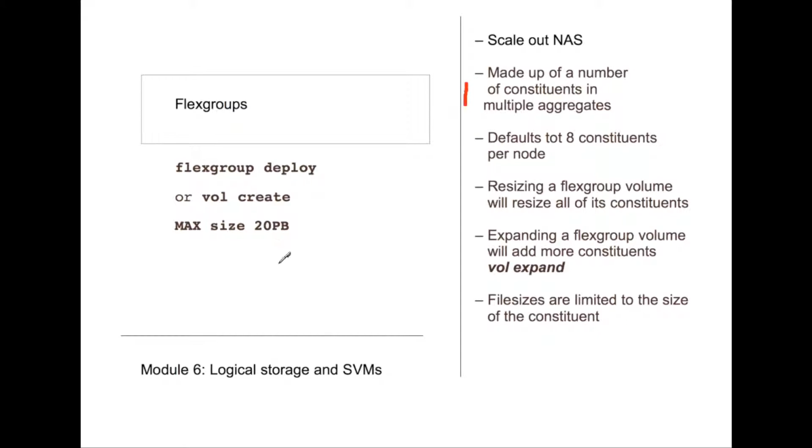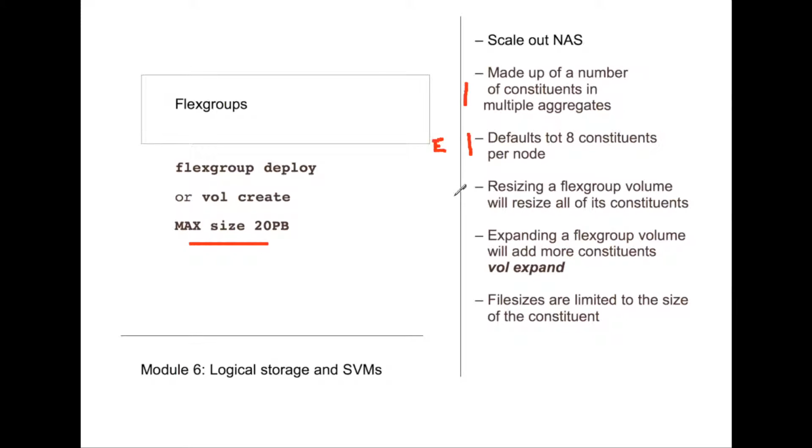So that means that you can go up to a maximum size of 20 petabytes in your cluster of constituents spread out across aggregates. And by default, something to look into for the exam, when you create a flex group, it defaults to 8 constituents per node. So if you create a very large volume, it will create 8 volumes per node in the aggregate that has most space. And that way it will give you an enormous amount of data space to put your files on.